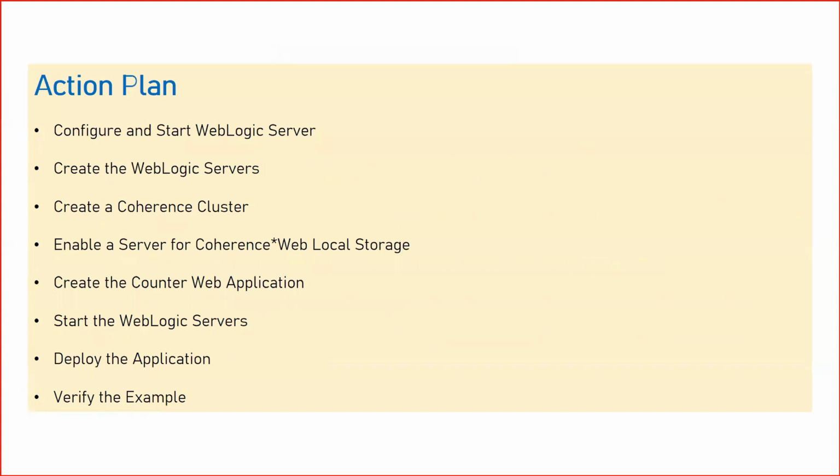So what is the action plan? We need a domain where we have at least 2 managed servers in the cluster to check the session replication. After that we will create a Coherence cluster. Once the Coherence cluster is created, we have to enable a server for Coherence Web local storage. So if we have 2 managed servers in a cluster, at least one server of the cluster, either managed server 1 or managed server 2, must have local storage enabled for Coherence Web. But it should be enabled for at least one managed server. Then we will create a counter web application. Then we will start the servers, deploy the application, and verify whether it's working or not.